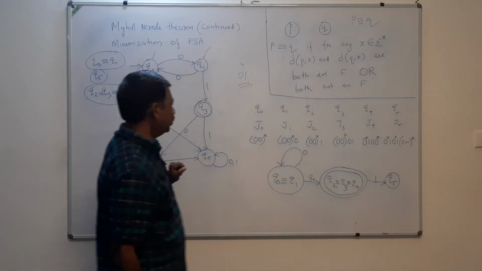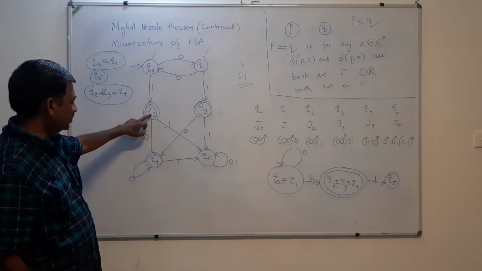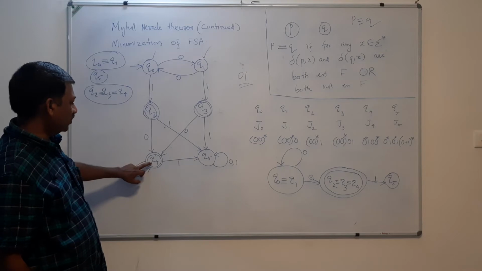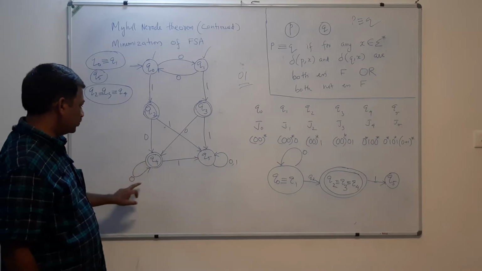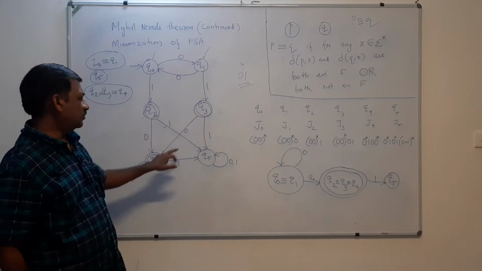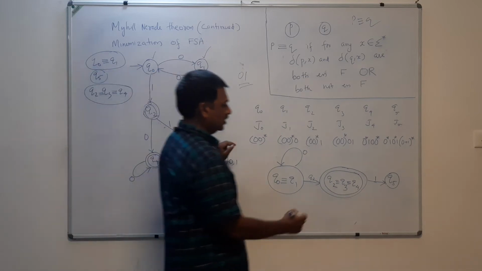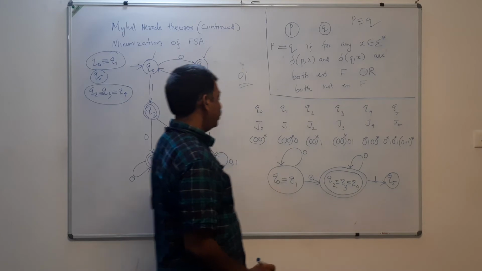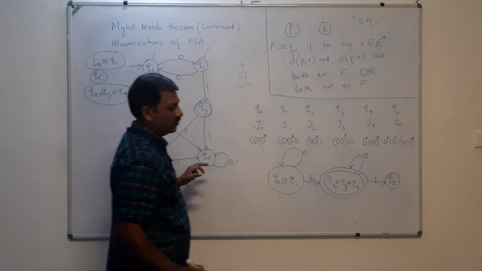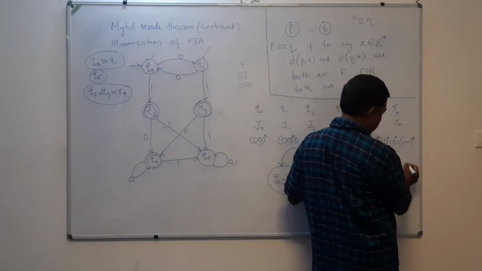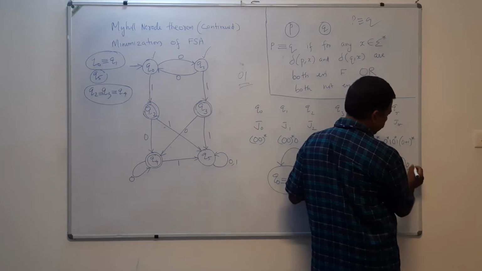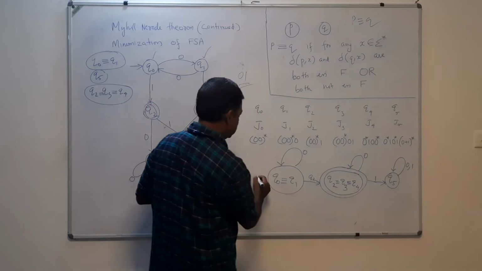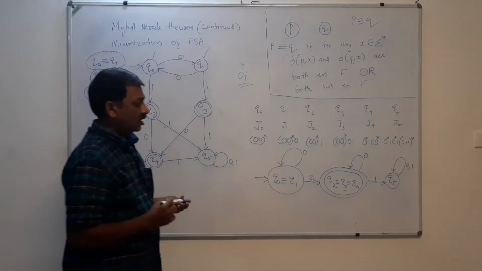And Q2 accepting 0, it is going to Q4. Q4 accepting 0, it is going to Q4. And Q3 accepting 0, it is going to Q4. That means here we have 0. And Q5, upon receiving 0 and 1, is staying in the same state, 0, 1. That means this is the start state.